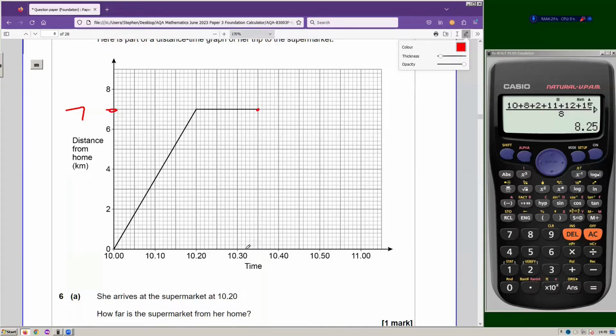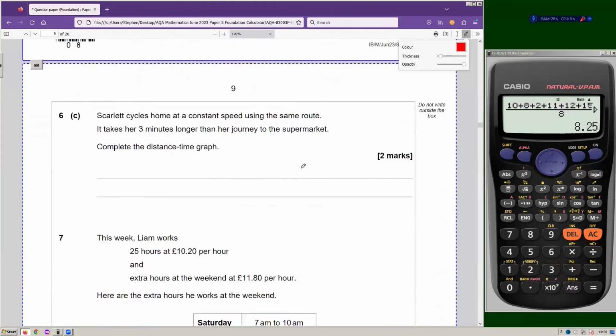This point here is 10:35. 35 like that. And we're going to go another 20 minutes, which will take us up to 55 here. Plus, it takes another 3 minutes on top of that. That's what they've told us. We've got to draw our best line there. And she's going to go at a constant speed. So that would be a straight line like that. Okay, same route, constant speed. Show a nice little arrow going up.